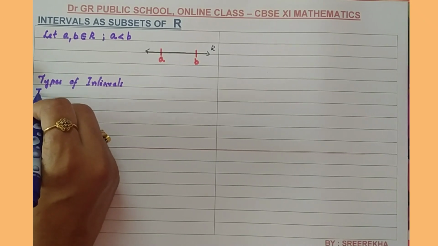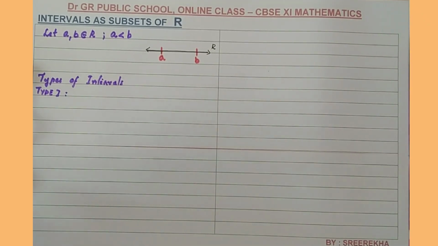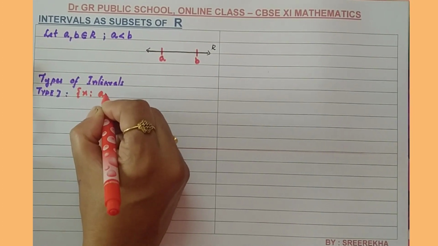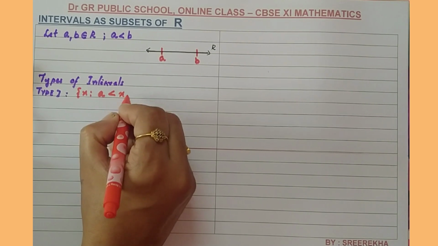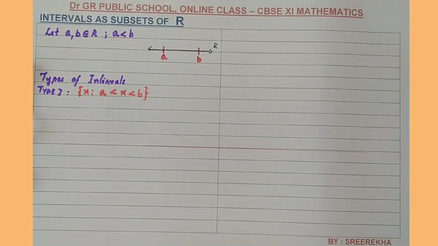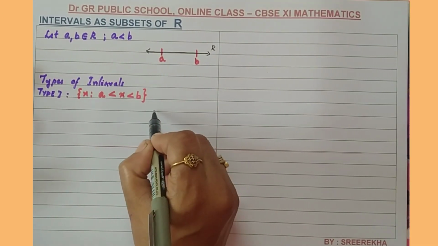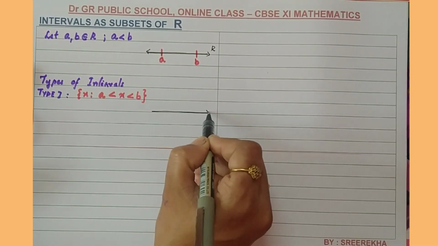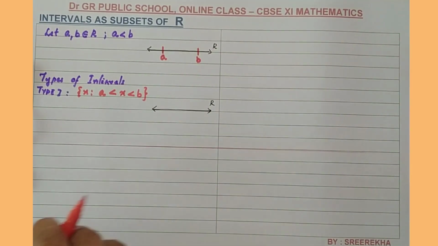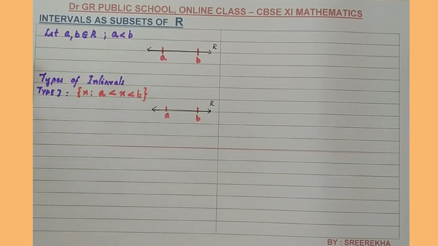Type 1 is intervals of the form: the set of all x such that A is less than x is less than B. We studied this as the set builder form. I am going to represent this set on the number line R, in which A is less than B.